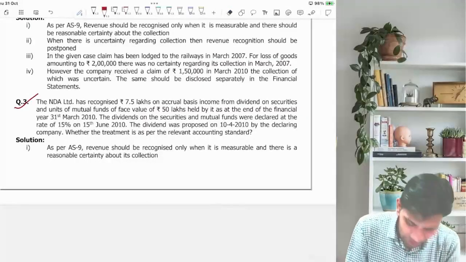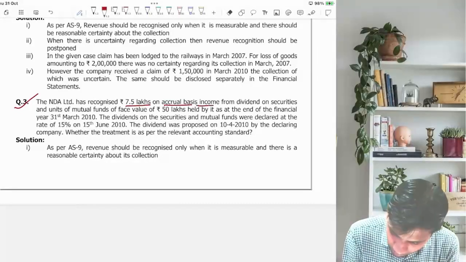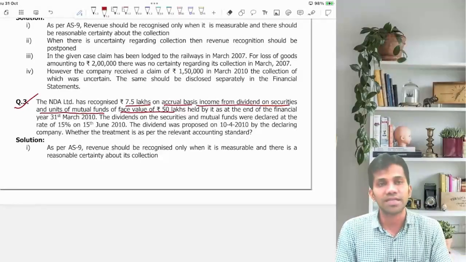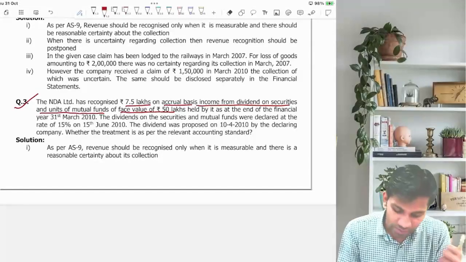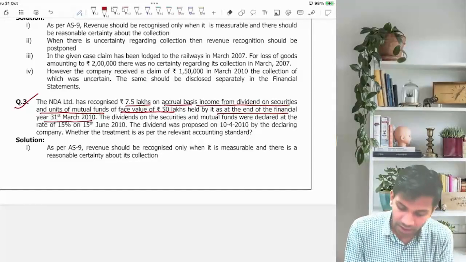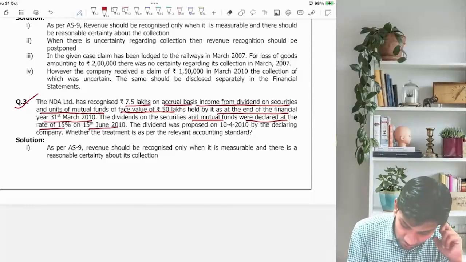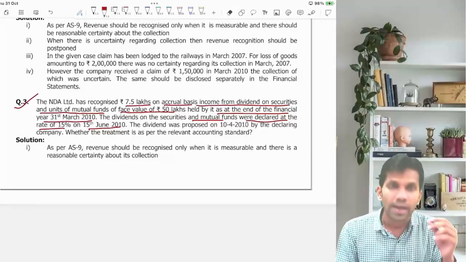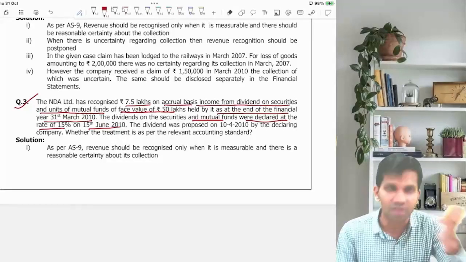Question number 3. NDA Limited has recognized 7.5 lakhs on accrual basis as income from dividend on securities and units of mutual funds of face value of 50 lakhs. So the company has recognized rupees 7.5 lakhs on accrual basis as dividend from securities and mutual funds held by it as at the end of the financial year, 31st March 2010. The dividend on securities and mutual funds was declared at the rate of 15% on 15th June 2010. So the company has received dividend on mutual funds and its securities of rupees 7.5 lakh at the rate 15% on 15th June 2010. These are the facts given in the problem.